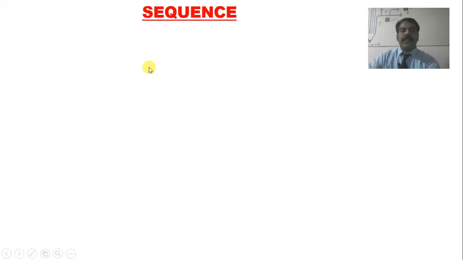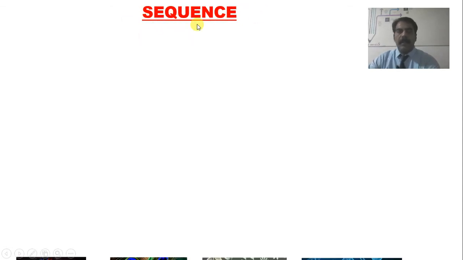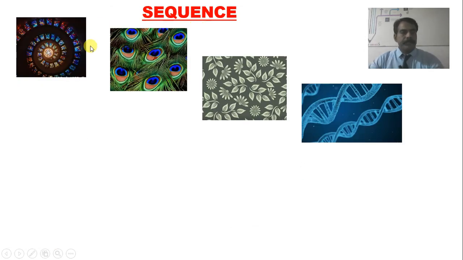So the question arises, what do you mean by sequence? It is very important that one must be aware of the meaning of the sequence. In order to understand sequence, let us see some pictures. In all the pictures that you can see on the screen, there is a specific or particular pattern we can find in them.